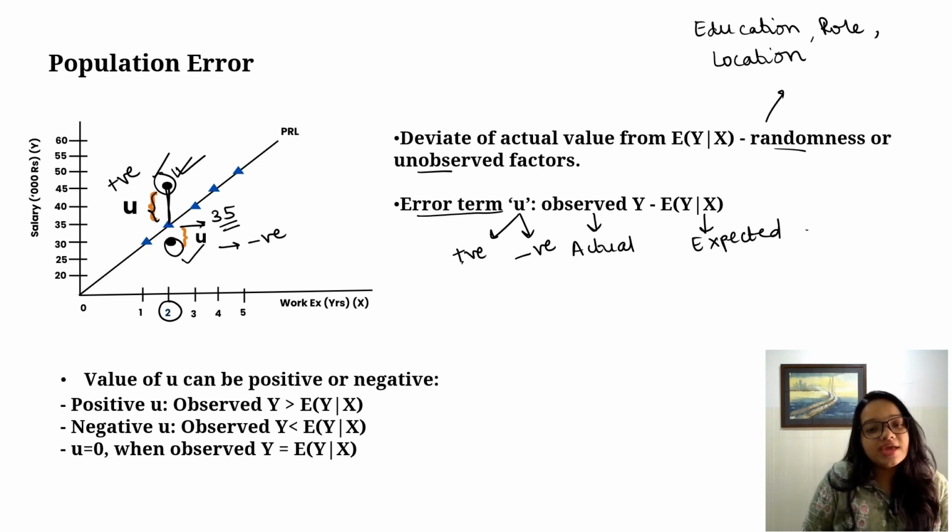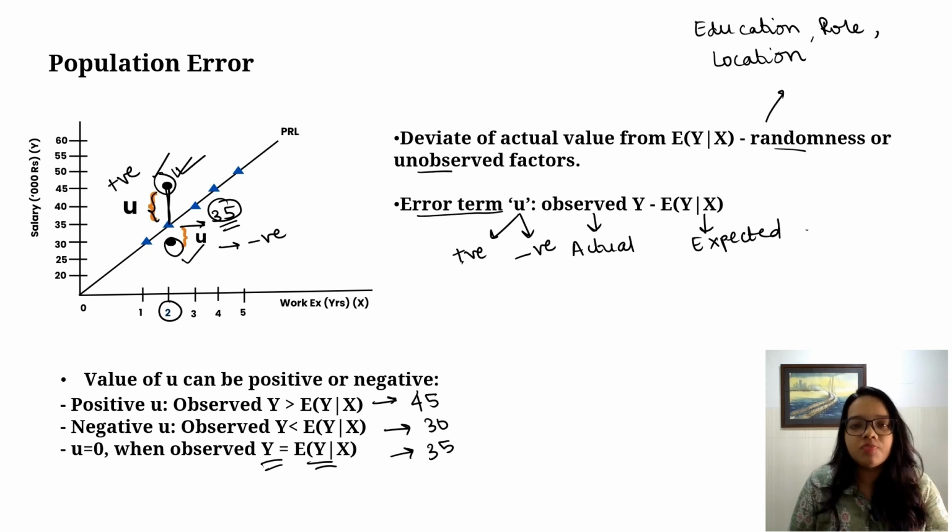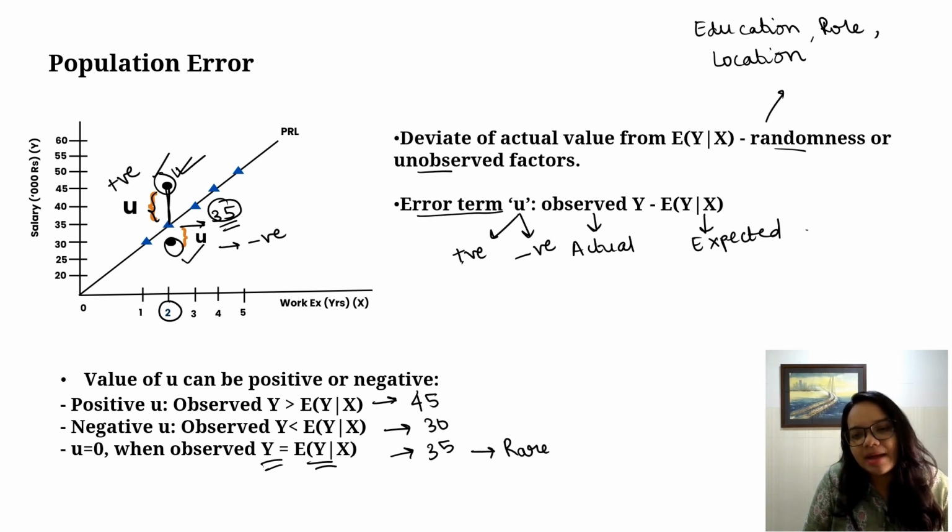Now your value of U can be positive as seen in the 45 case. It can be negative as seen in the 30 case. And it can even be 0 as seen in the 35 case. So in the population data set that we saw, this 35,000 rupees of expected salary is actually somebody's salary also. So there is also somebody who is getting expected equals observed or expected equals actual in that population data set. This is very rare, but in this case it happened.